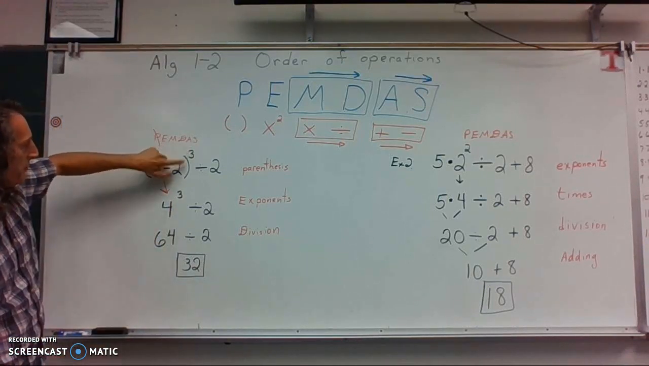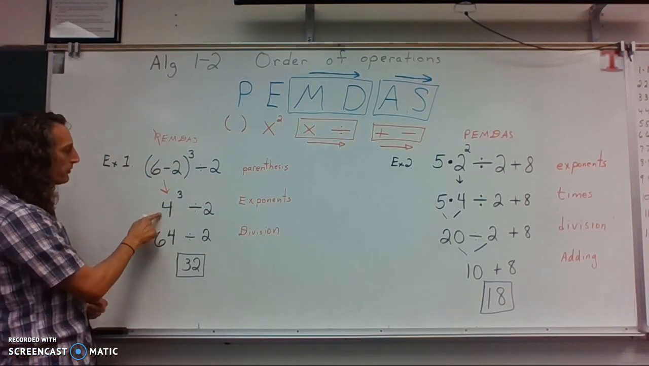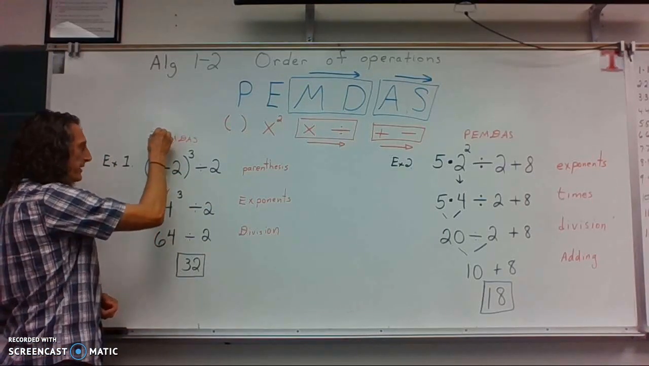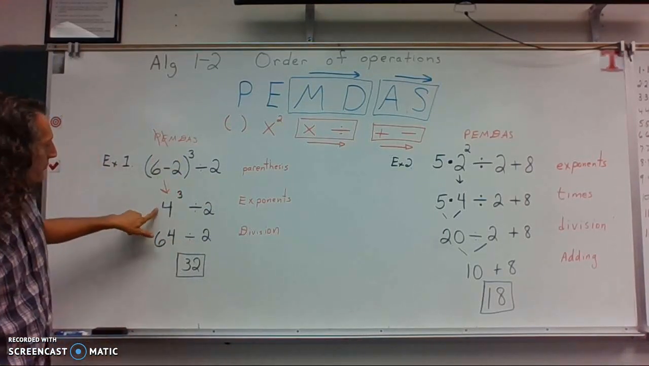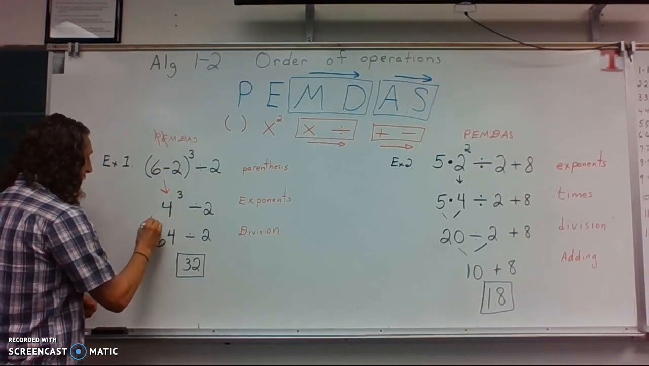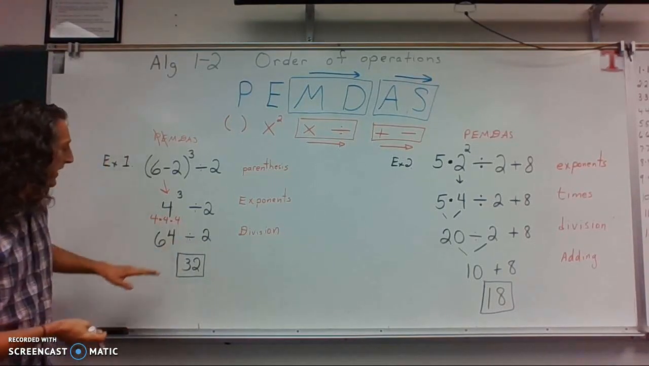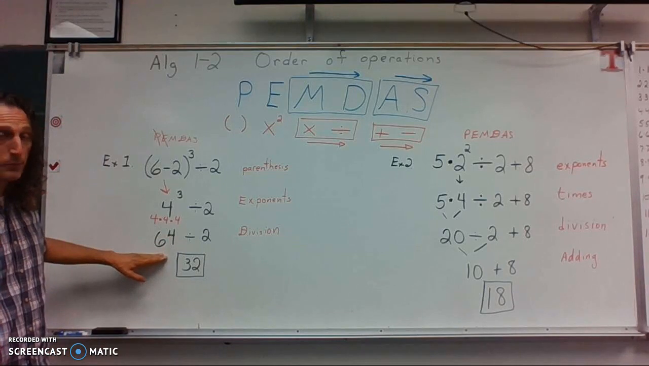Everything's the same. Still have my exponent 3. Still have my division sign. Still have my 2. Then I look for exponents. Yep, I do have some exponents. Cross that out. That's 4 to the third. That doesn't mean 4 times 12. That means 4 times 4 times 4. That's where this 64 came from.